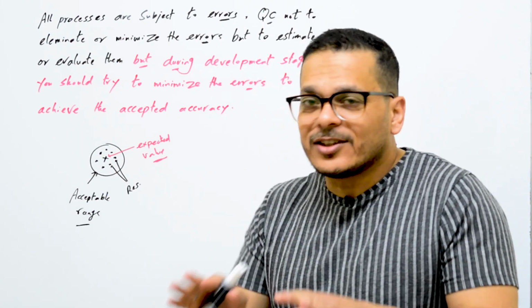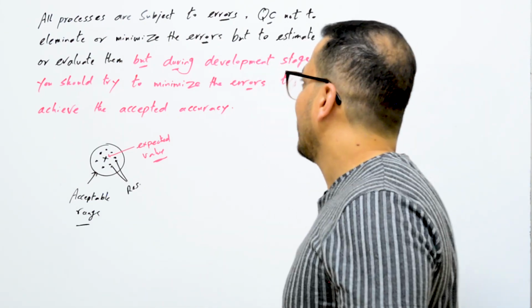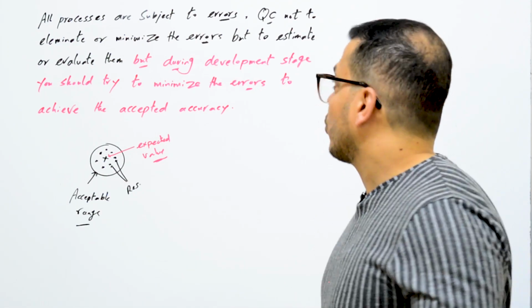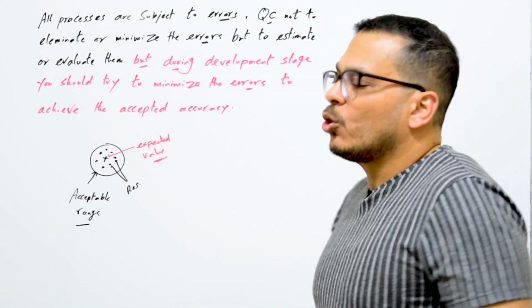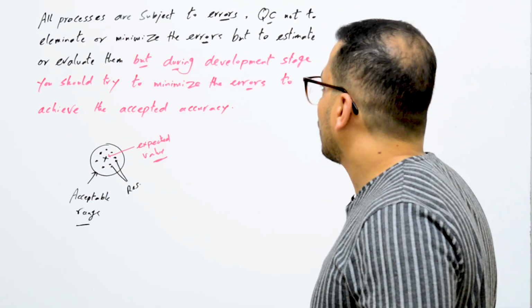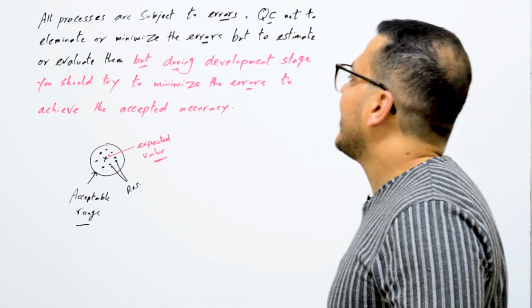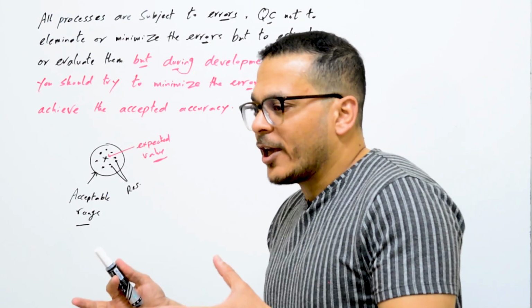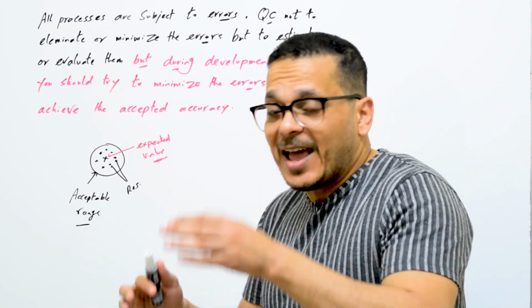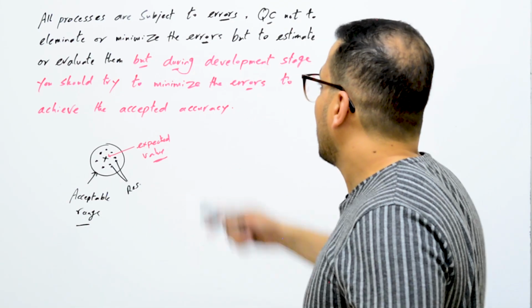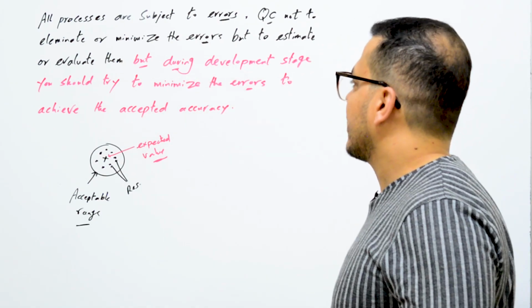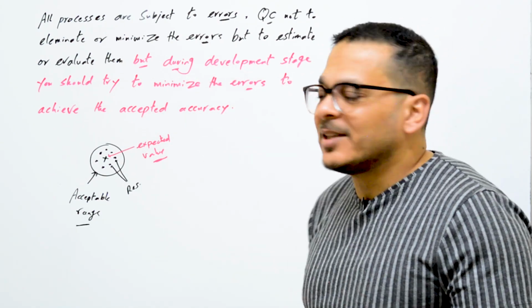and you ensure that you are still within acceptable range. All processes are subject to errors. Quality control is not to eliminate or minimize the errors, but to estimate or evaluate them. You need to know that there are no errors high enough to affect the accuracy of the results, but during the development stage you should try to minimize the errors to achieve the accepted accuracy.